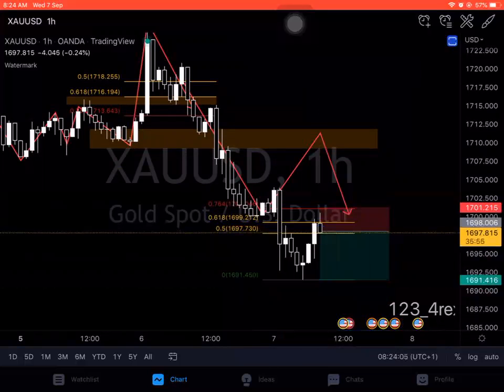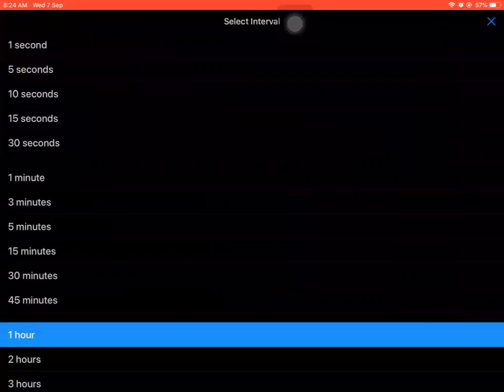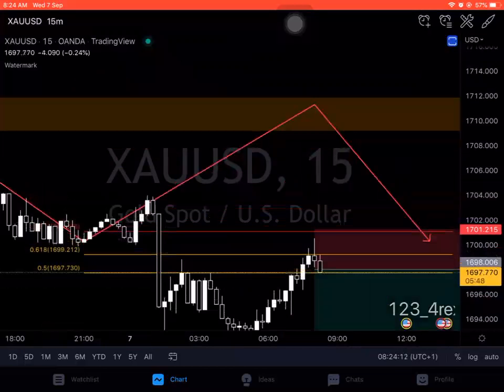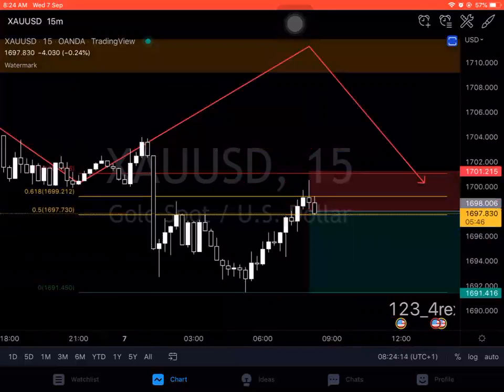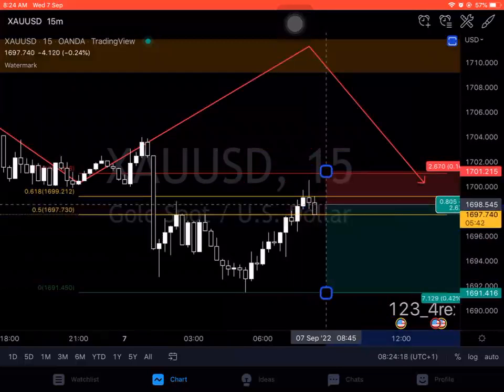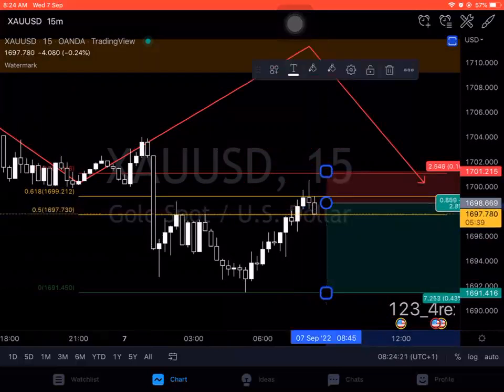Let's go to the 15 minutes and see if we already had an entry criteria. Okay, on the 15 minutes, you actually have a rejection candlestick. If you think you will not be patient, I am actually going to take this sell now, but I'm going to enter at this level here, 1698.669. I'm going to wait for price to retrace and come back to that level, because that was actually the close of the candlestick. So I'll see if price can get there, then I'm going to take it.